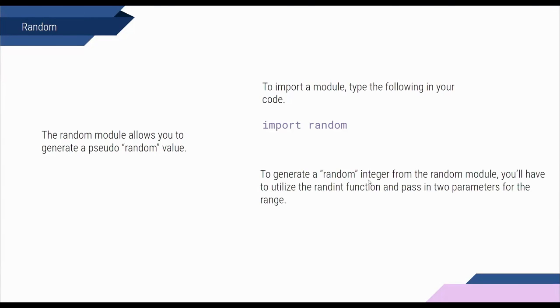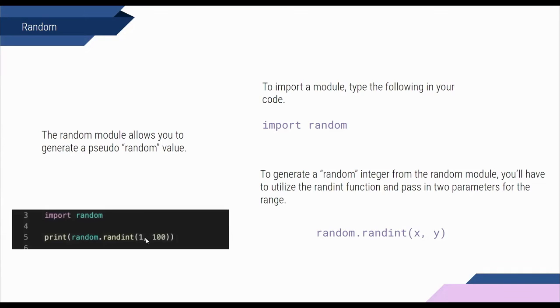So to generate a random integer from the random module, you have to use the functions that come with this library. In this example, you would put the library name before the function. So it's random.randint, and these are the parameters. The randint function just gets a random number between these two parameters. So in this example, you're printing a random integer between 1 and 100, inclusive. That means it could print 1 or 100, and any of the numbers in between.